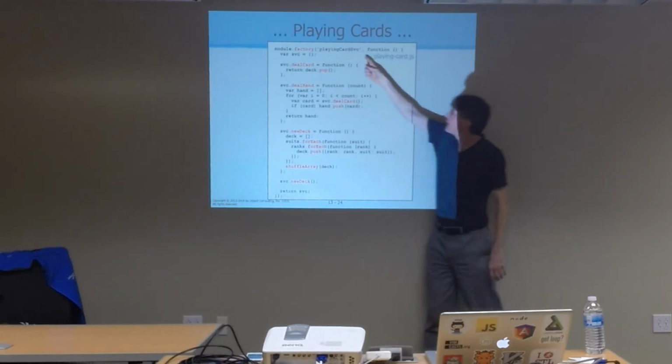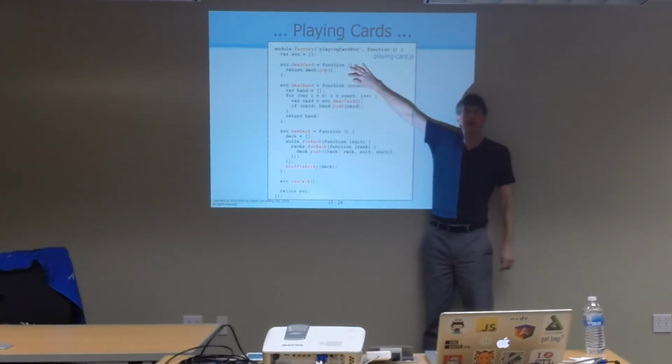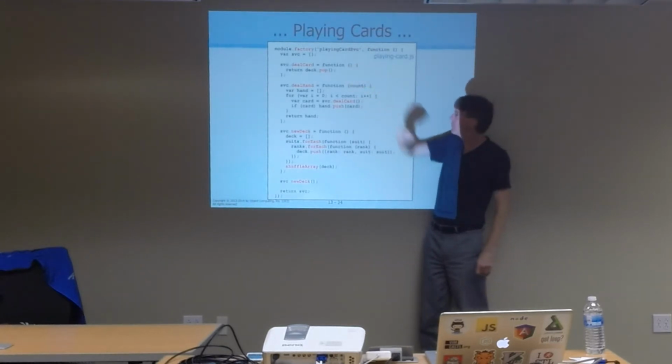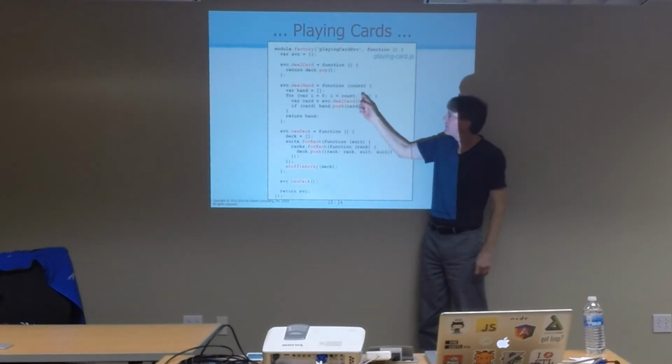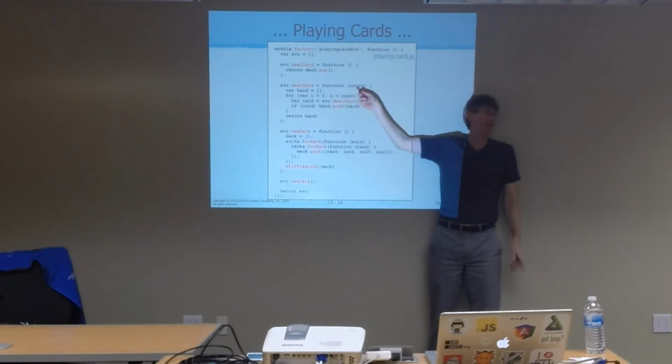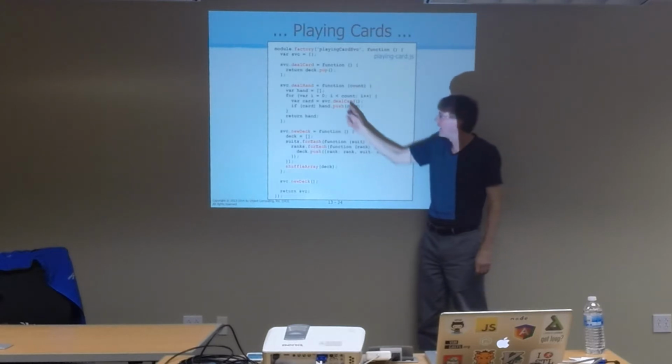So we're looking at the playing card service here. Dealing a card is just popping one off the top of that array. And dealing a whole hand means I have to iterate through, and I pass in how many I want, like I want 5 cards. It's going to start with an empty array, push some cards on, and then finally return it.